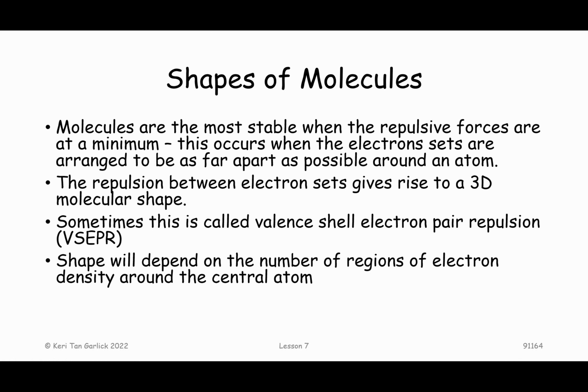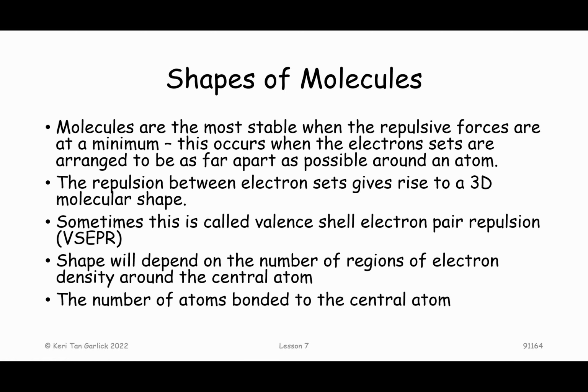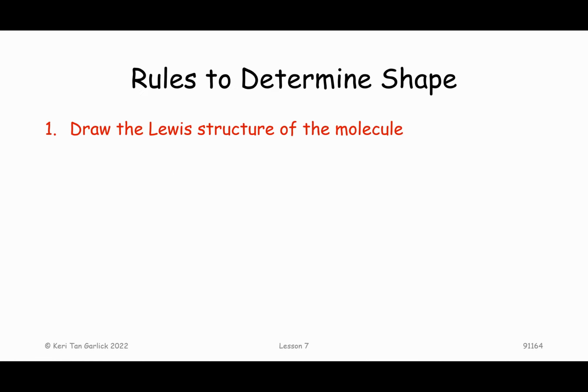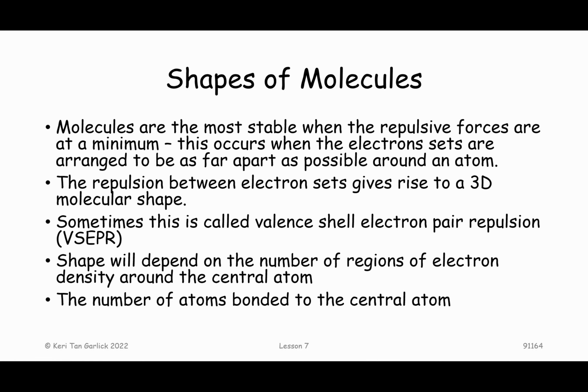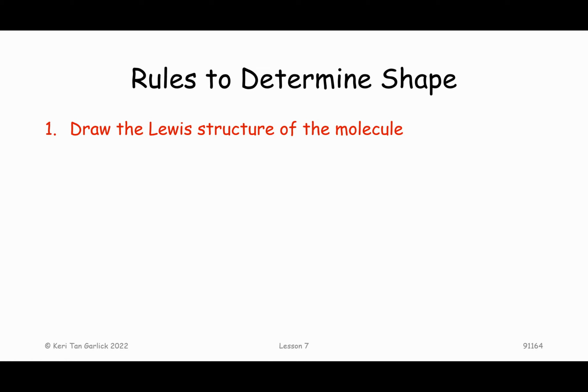So 2 things will factor into the shape of a molecule. The first one is going to be the number of regions of electron density around the central atom. We always refer to the central atom when we're talking about shapes. The other thing that's going to affect the shape is how many of these electrons are in bonds and how many atoms are around that central atom. So let's look at some examples. The first step is basically what you have been doing in that previous lesson, which is figuring out the Lewis structure.